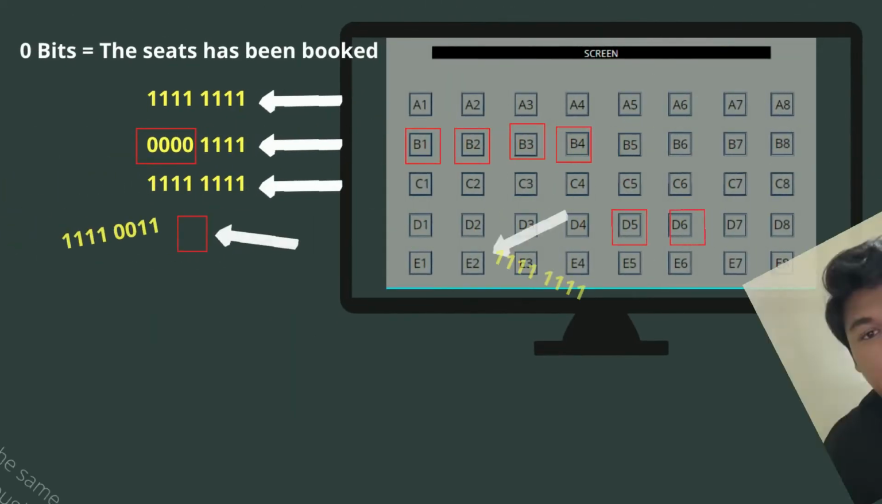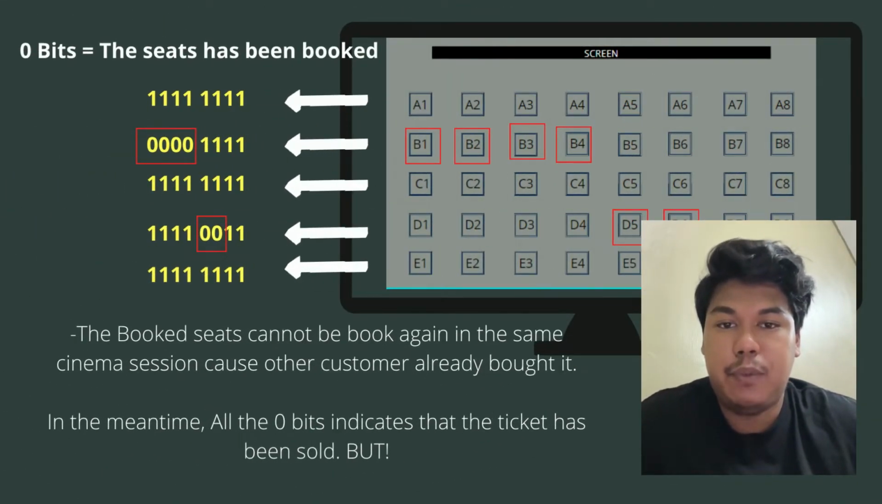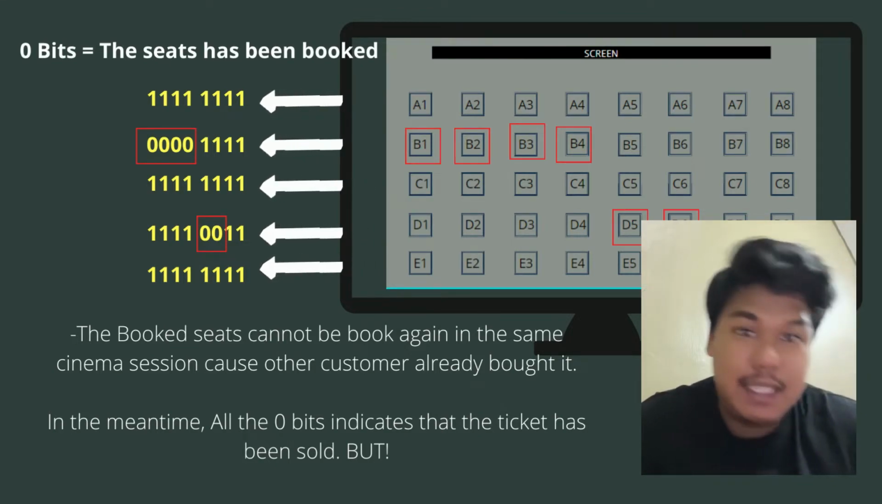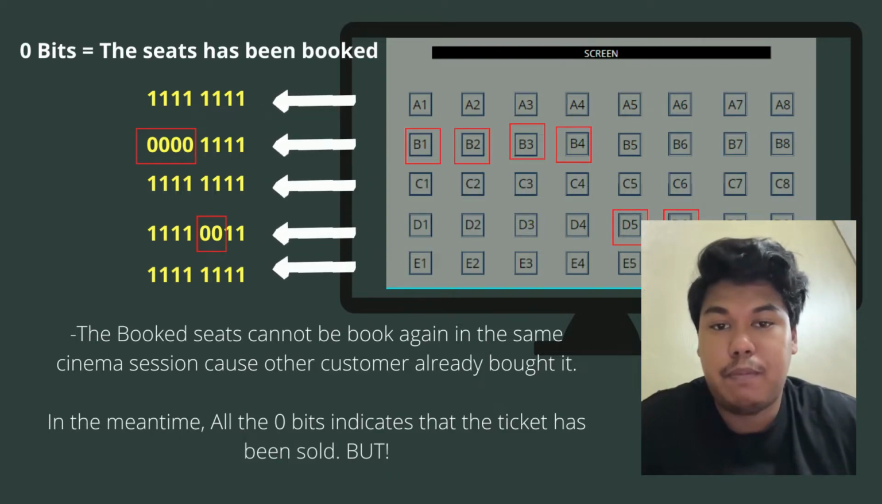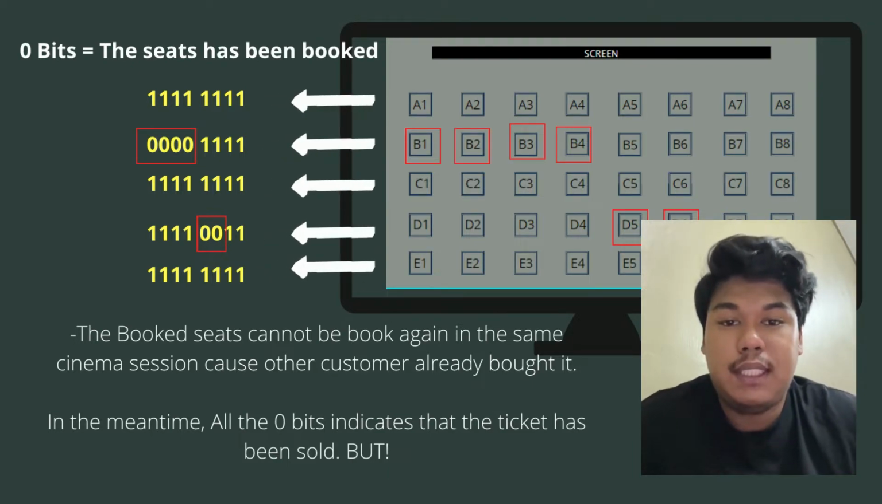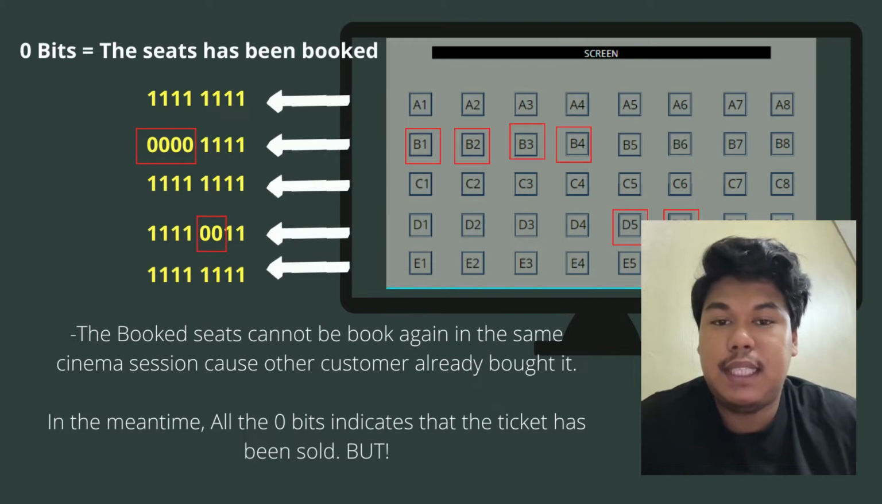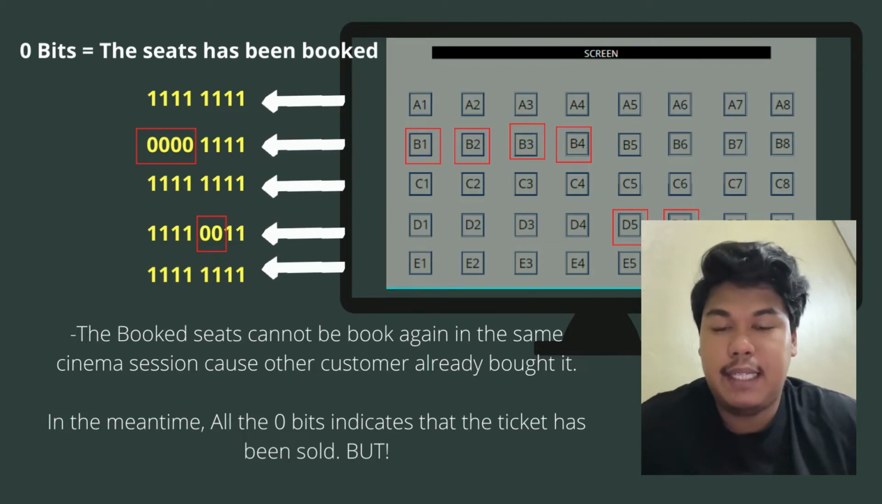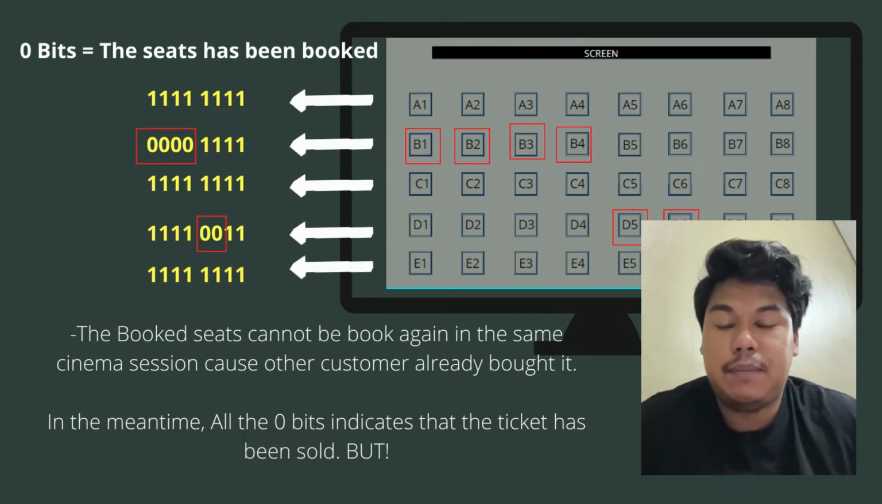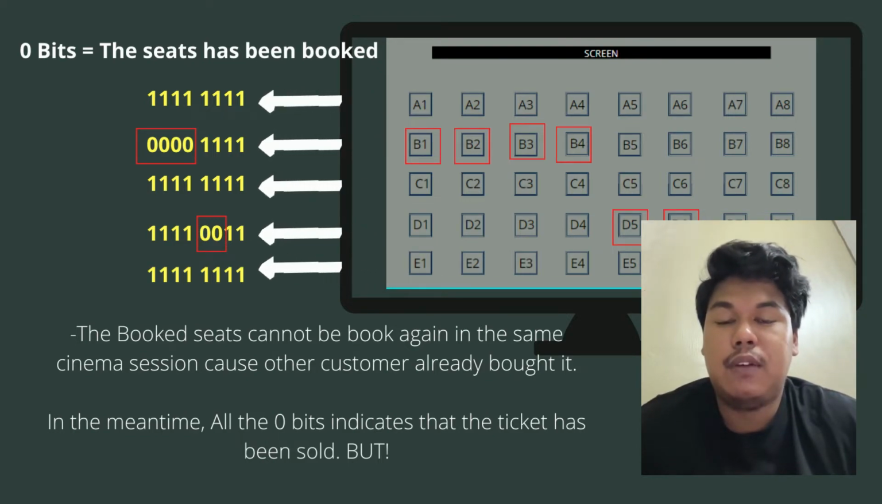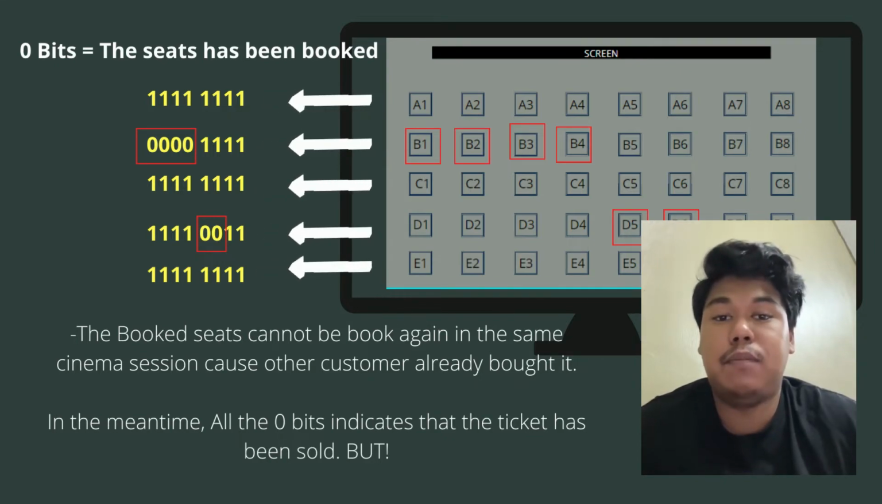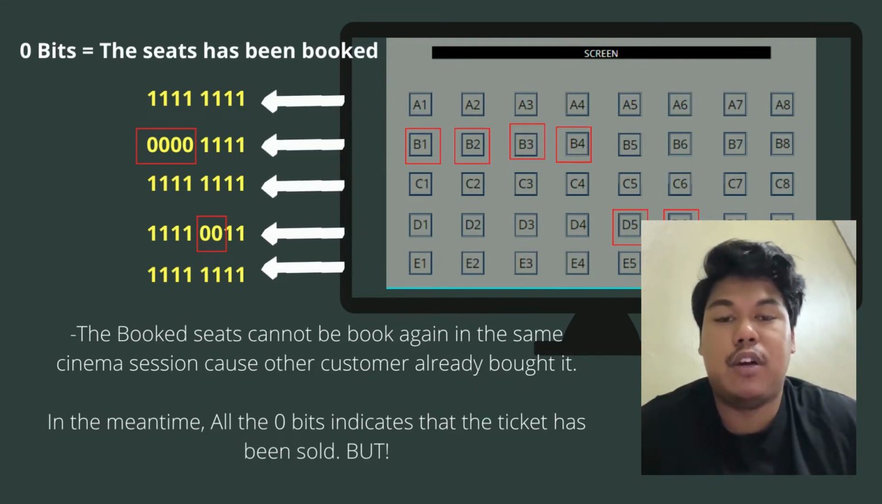As we can see, the seats B1, B2, B3, B4, D5 and D6 have been booked by customers. Once a seat is occupied, its bit is changed from 1 to 0, which means the seat is already occupied and cannot be booked in the same section of the cinema hall.